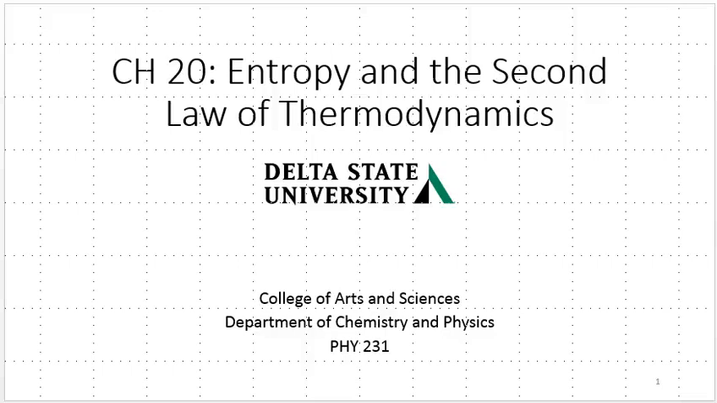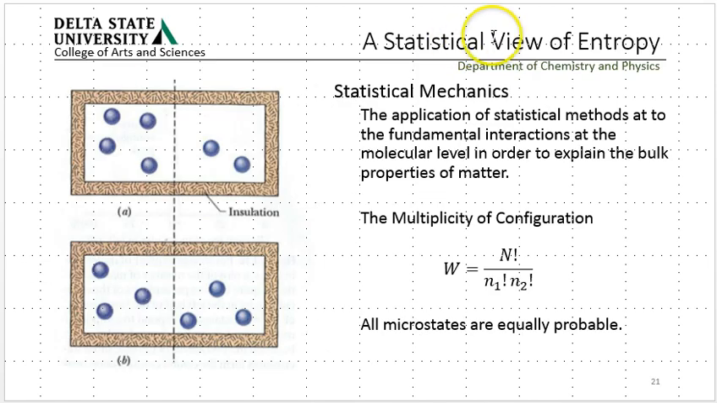Okay, now for the third and final part of chapter 20. Now we're going to talk about a statistical view of entropy, which is covered in grad school, or maybe even an intro course in a senior year physics program. It's called statistical mechanics.